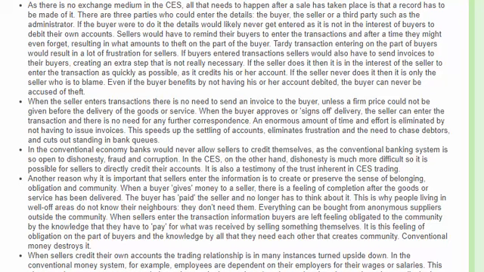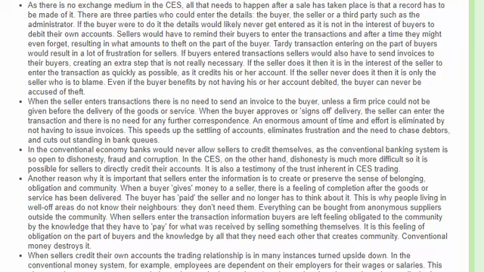Tardy transaction entering on the part of buyers would result in a lot of frustration for sellers. If buyers entered transactions, sellers would also have to send invoices to their buyers, creating an extra step that's not really necessary. If the seller does it, then it's in the interest of the seller to enter the transaction as quickly as possible, as it credits his or her account. If the seller never does it, then it's only the seller who's to blame. Even if the buyer benefits by not having his or her account debited, the buyer can never be accused of theft.